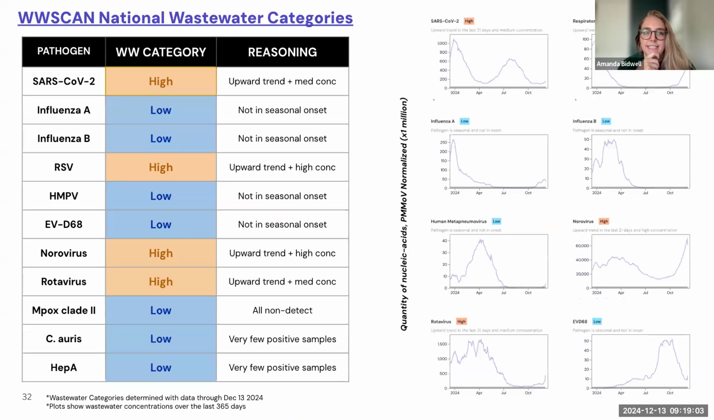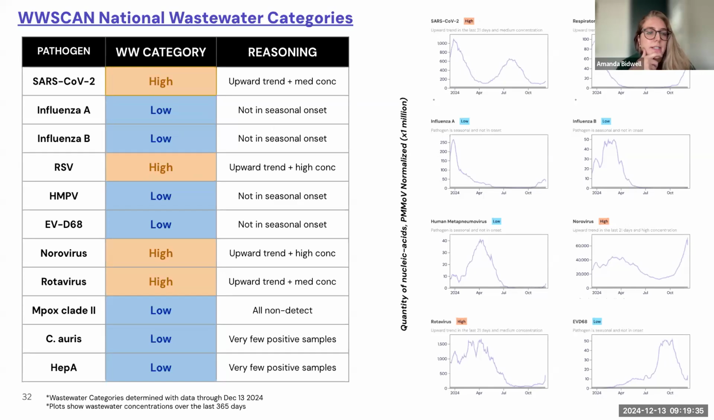Next slide. So high-level summary, SARS-CoV-2 is in the high category due to an upward trend in median concentrations. There's currently a 96% detection rate for SARS-CoV-2. Influenza A and influenza B are currently not in seasonal onset, although we are seeing more consistent positive detections across the board. RSV recently went into seasonal onset, and it is in the high wastewater category. I'll go into that a little bit more in the next slide.